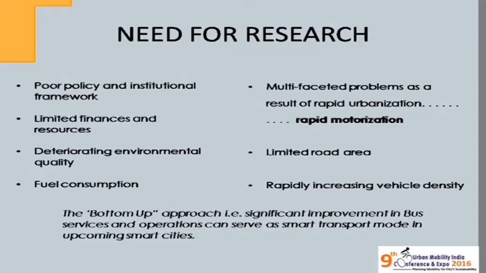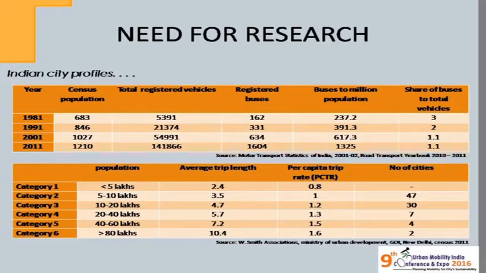So the need for research, these are various Indian city profiles. We can see the share of bus to the total vehicles and buses per million population increasing from 237 to 1325 buses per million population. That is huge. Then average trip length is, for category 1 cities, 2.4, and category 2, that is having population of 5 to 10 lakhs, average trip length is 3.5. So from category 1, 2, 3, these are the cities using bus as a major transit mode.